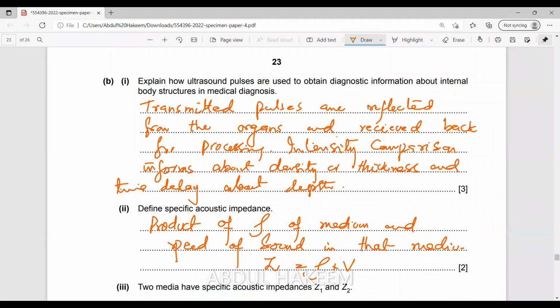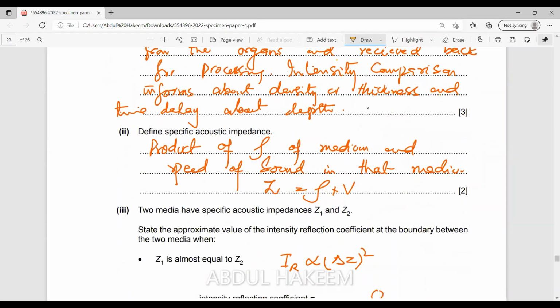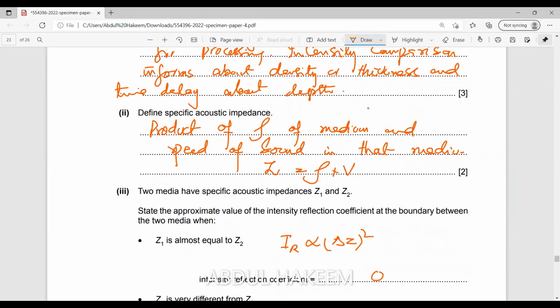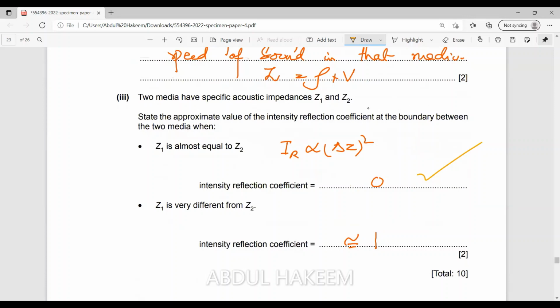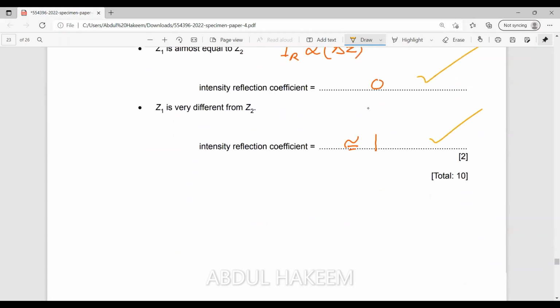Define specific acoustic impedance: the product of density of the medium and speed of sound in that medium is called acoustic impedance. Z is equal to rho V. Two media have the specific acoustic impedances Z1 and Z2. State the approximate value of the intensity reflection coefficient on the boundary between the two media. Z1 almost equal to Z2: no difference, no reflection, answer 0. If Z1 is very different, there is large reflection, approximately 100%, answer 1.